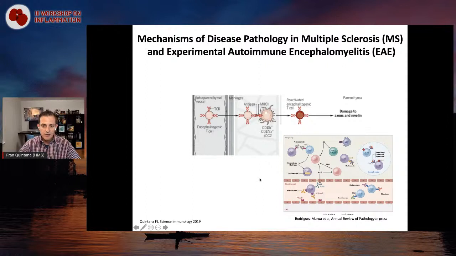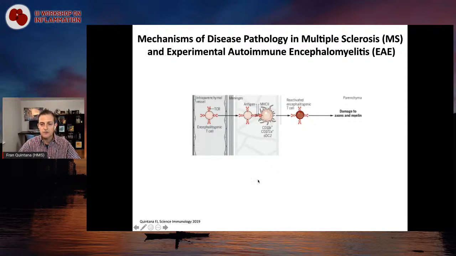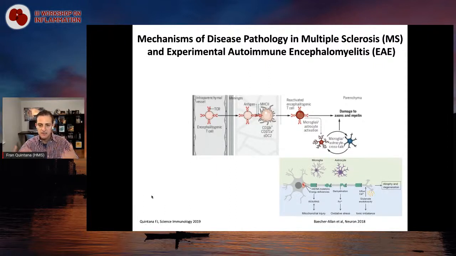However, when we think about MS, what those T cells and peripheral cells are going to do in the CNS is activate CNS resident cells, cells that are intrinsic to the brain and the spinal cord, such as microglia and astrocytes. That's important because once those cells get activated, additional pathogenic mechanisms are triggered that are going to lead to neurodegeneration and CNS inflammation, with two important corollaries.